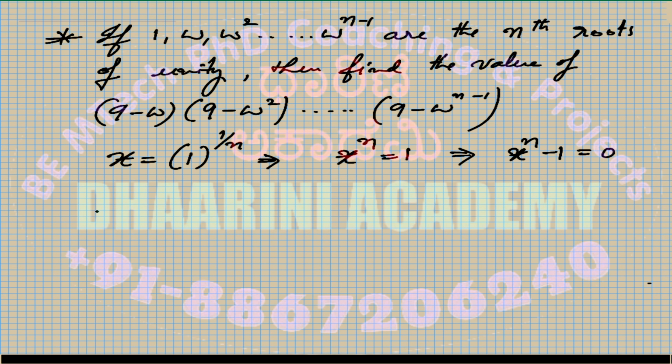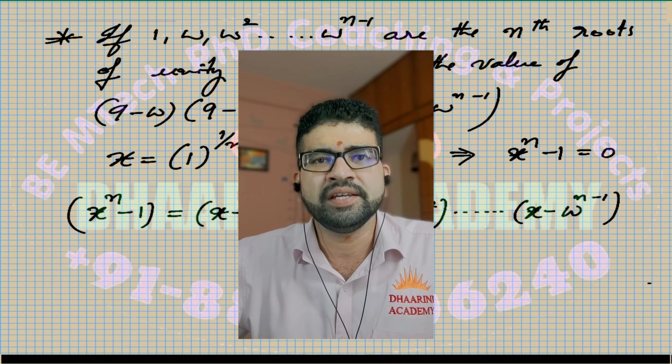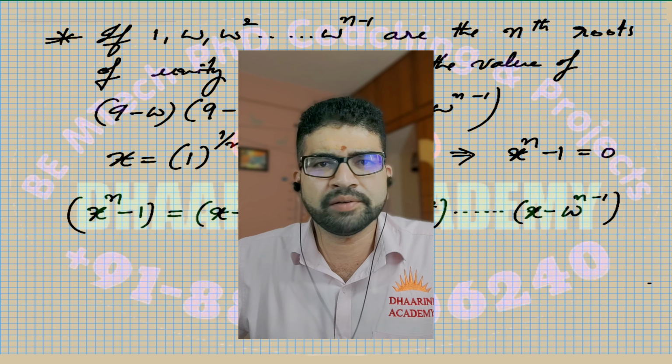Let me write that. So if you know this, that is x to the n minus 1 can be substituted as x minus 1, x minus omega, into x minus omega squared up to x minus omega to the power n minus 1, right? We know that we can put this, right? This is a standard representation for any n of x to the n minus 1 using nth roots of unity. We can use that and we can write it in this fashion.